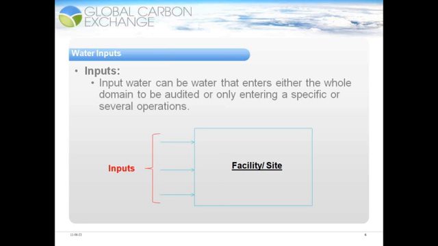Now, what I mean by only entering a specific or several operations, in some instances, you may have inputs which are not distributed to all the water operations around your facility. For example, you may capture your rainwater off of your facility's roof. That water then, again, may be used on irrigating your garden or for farm crops, things like that. So in that instance, there's a specific use which uses a different water input to what the traditional facility may use.